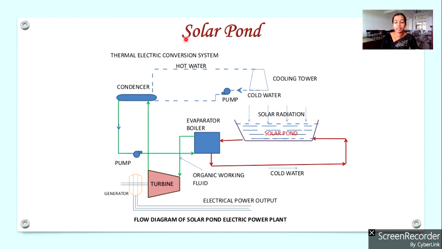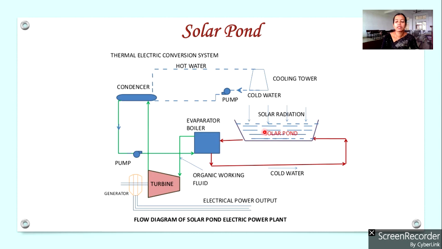So this is a low temperature system, the solar pond. A solar pond is a pond that receives solar radiation and which contains salty water. So we can call it a brine solution. Brine solution means a solution of NaCl. In chemistry we call a sodium chloride solution a brine solution. So the water in the solar pond will be salty, and this can be called a brine solution.